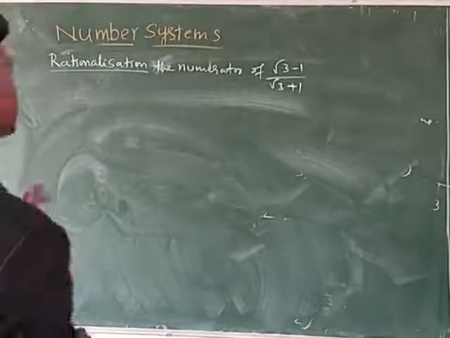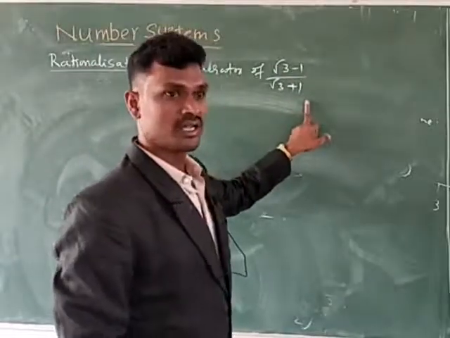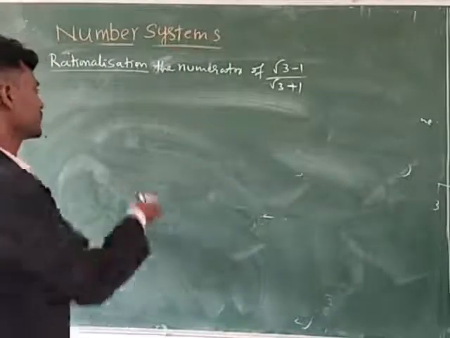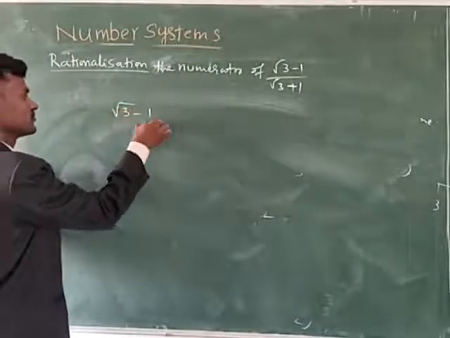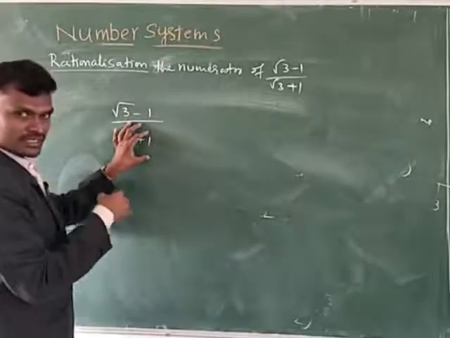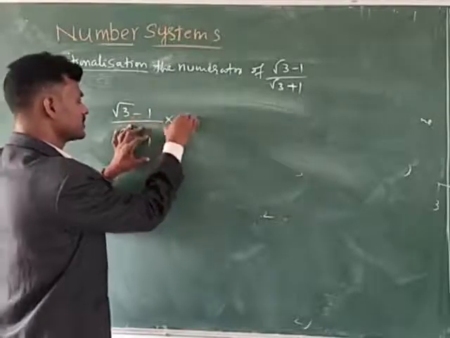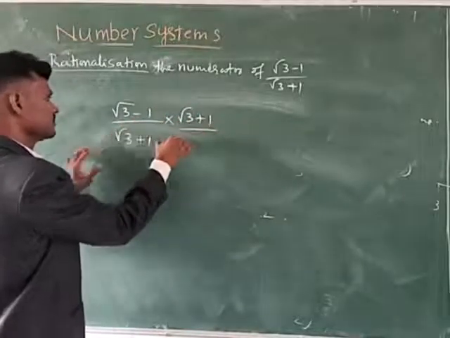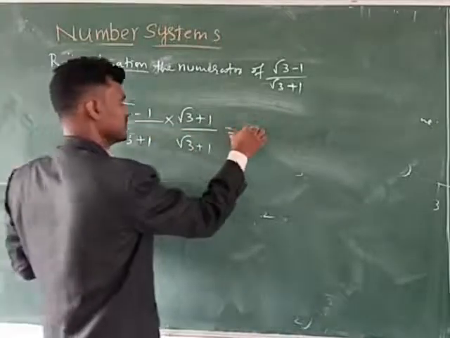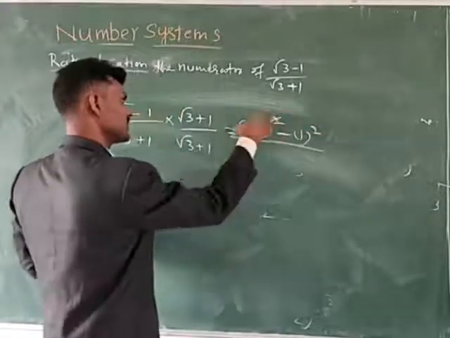Next problem, rationalize the numerator of root 3 minus 1 by root 3 plus 1. Already we discussed rationalization of the denominator. Now for rationalization of the numerator, you write root 3 minus 1 by root 3 plus 1. Here don't take the denominator's rational factor; you have to take the numerator's rational factor. Root 3 minus 1, its rational factor is root 3 plus 1, so multiply by root 3 plus 1 by root 3 plus 1. Now this is a minus b, this is a plus b: root 3 whole square minus 1 square. The square and root cancel.